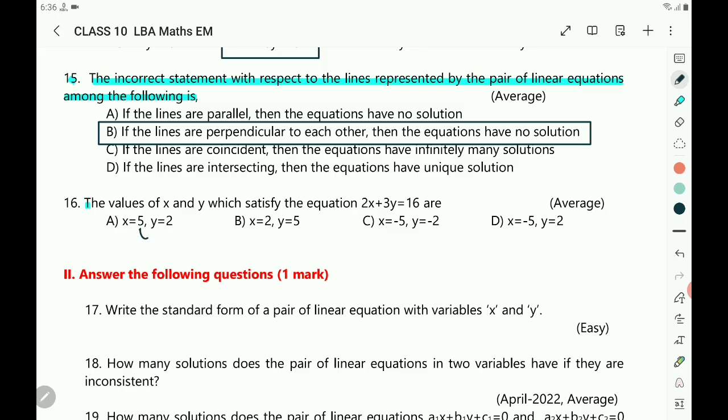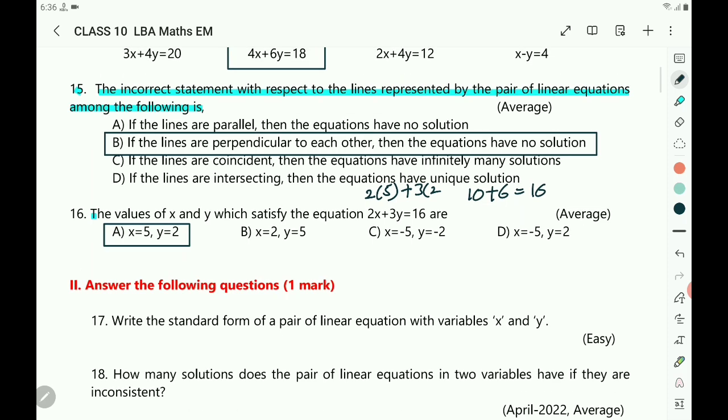Here x equals 5, y equals 2 is there. x equals 5 means it becomes 2 into 5 plus 3 into 2. 2 fives are 10, 10 plus 6 equals 16. So the first one satisfies. 2 into x means 2 fives are 10, 3 into y means 3 twos are 6, 10 plus 6 is 16. Next, here you got the answer. What is the answer? x equals 5, y equals 2.